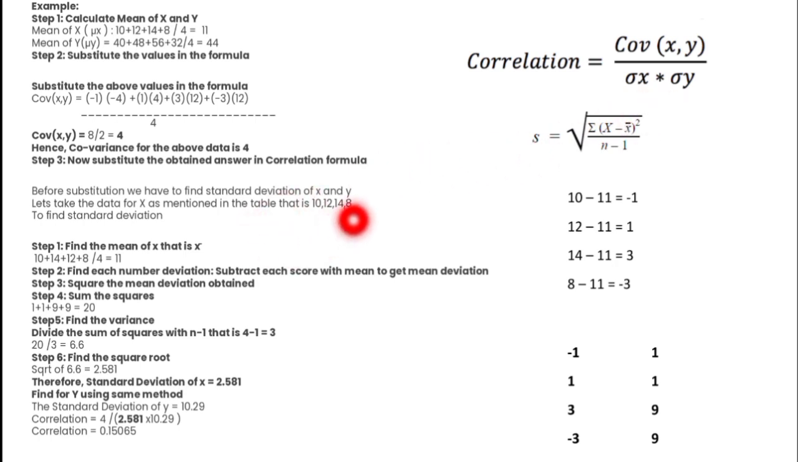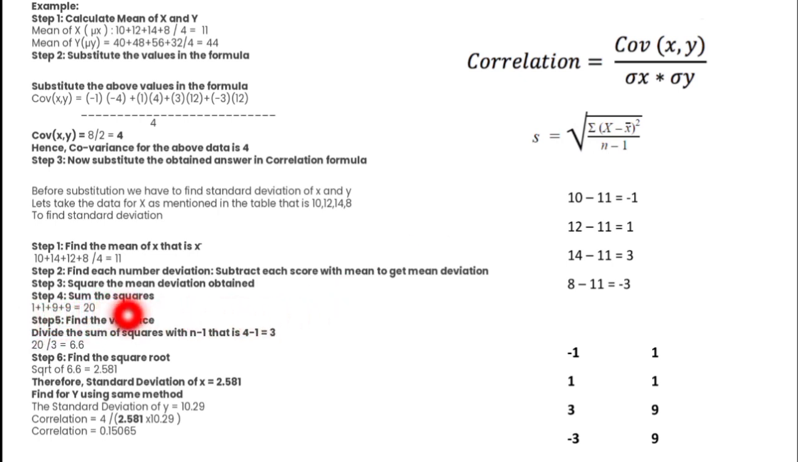Okay. Now I have to substitute the values. First of all I have to find x minus x bar. I found the x minus x bar values here. Now I have to square them. Squaring means minus 1 into minus 1, 1 into 1, 3 into 3, minus 3 into minus 3. So the values I got are 1, 1, 9, 9. Then we add these values and find the square root. So I added these values.